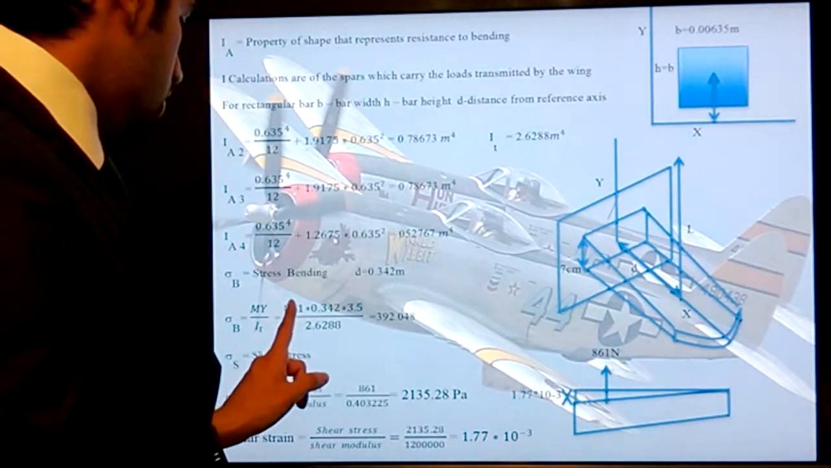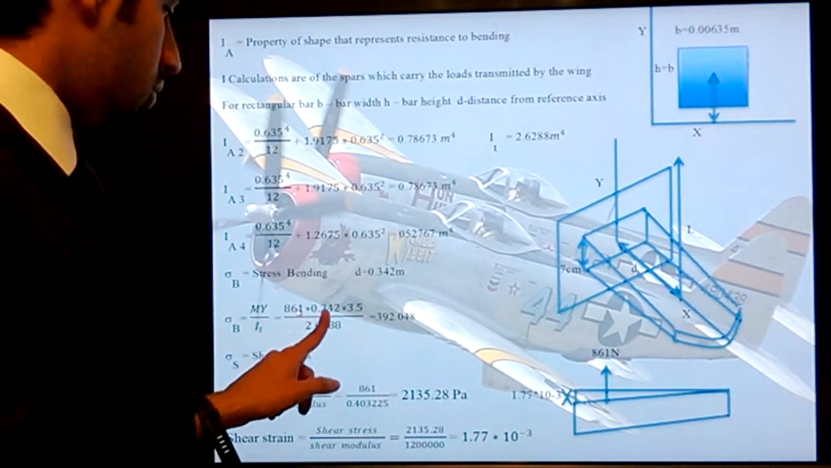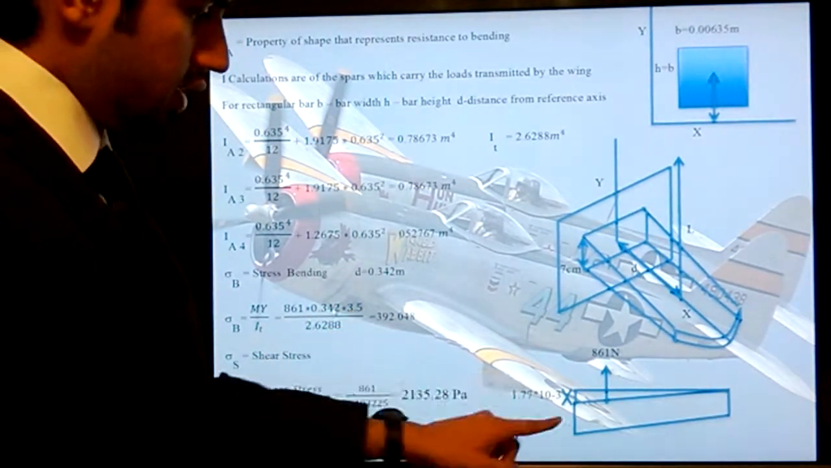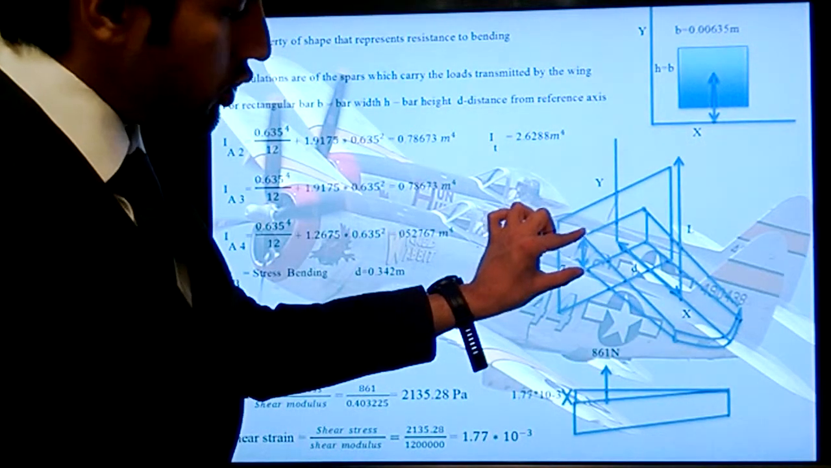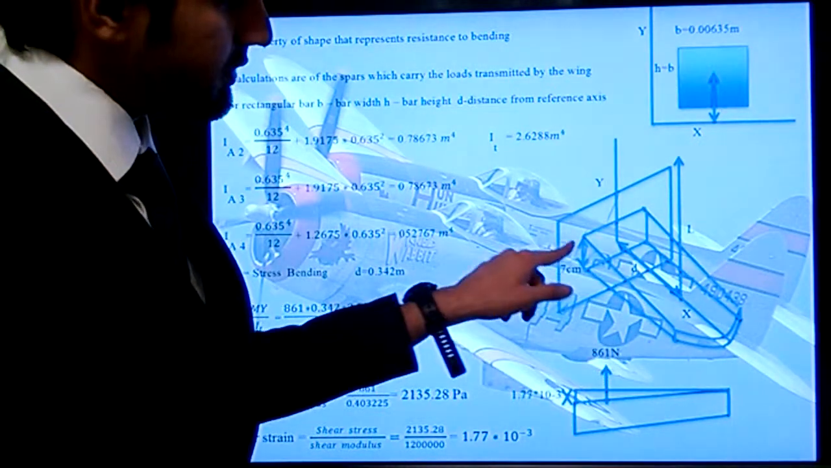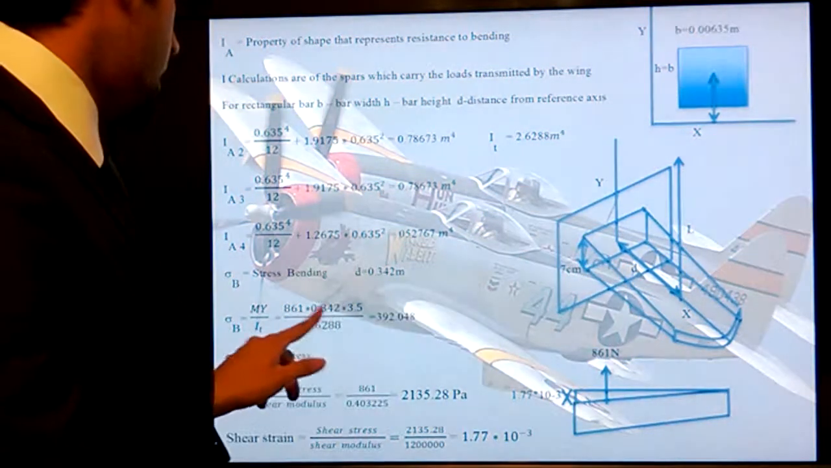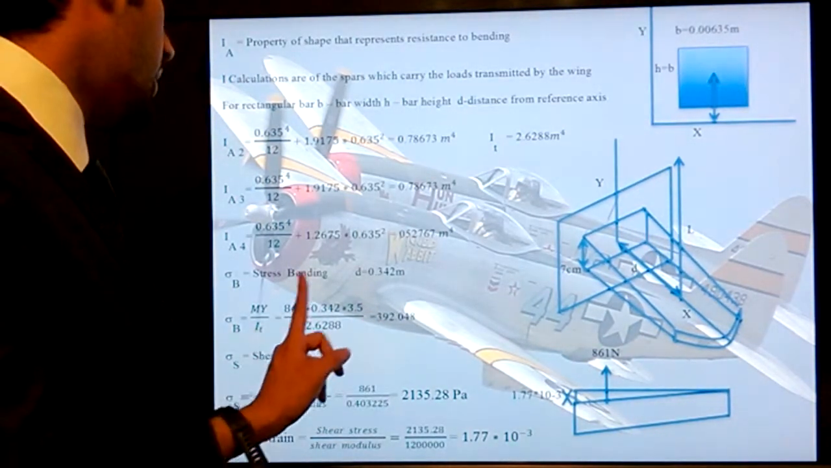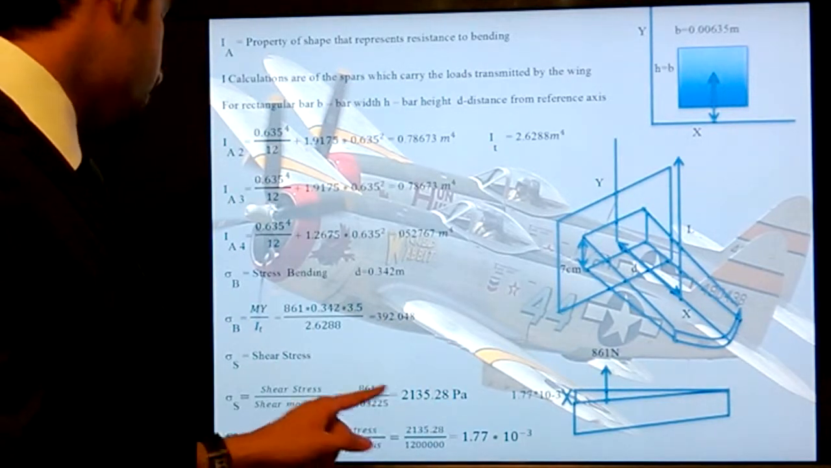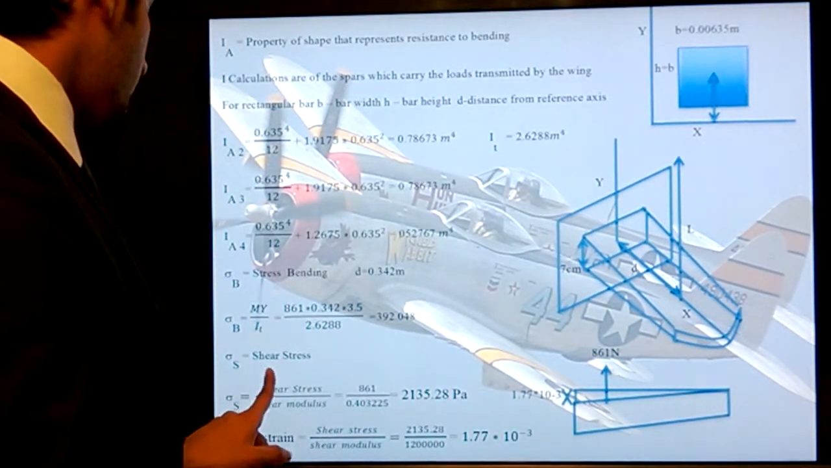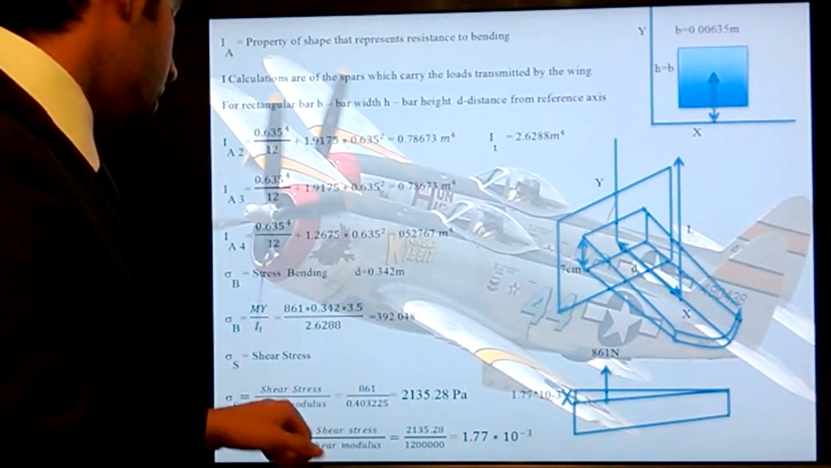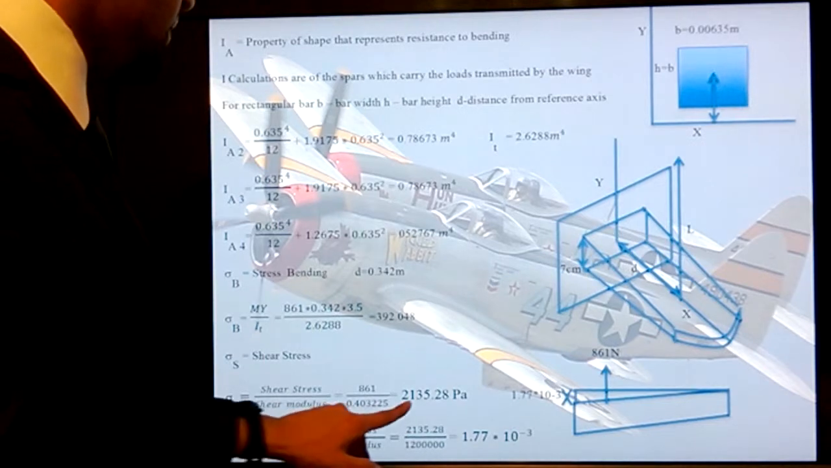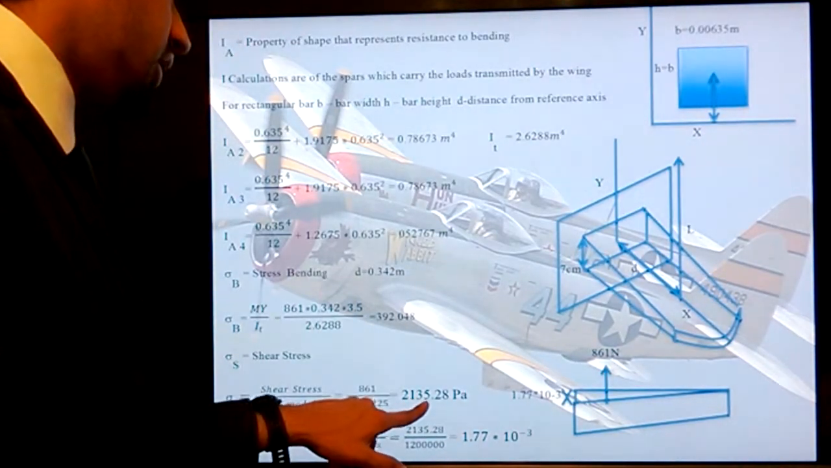My over I. So that's the moment, which is the lift, into the distance where the lift acts, which we obtain as 34.2 from the geometry. 3.5 is, if the thickness of the root is 7, the center of that thickness where the lift is actually acting, and 2.62 is the sum of I's, so we obtain the bending stress to be 3.92, and the shear stress is calculated by this formula, and it is obtained to be 2135 pascals.